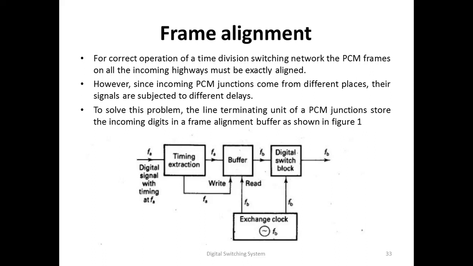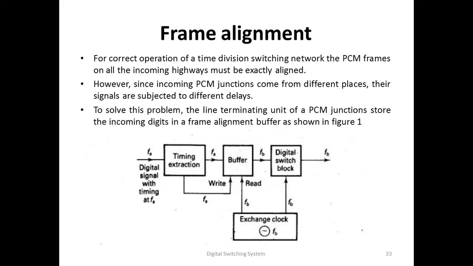For correct operation of a time division switching network, the PCM frames on all the incoming highways must be exactly aligned. However, since incoming PCM junctions come from different places, their signals are subjected to different delays. To solve this problem, the line terminating unit of a PCM junction stores the incoming digits in a frame alignment buffer, as shown in figure 1.